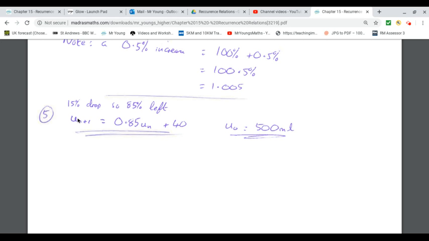So to get the next amount, it'll be 0.85 Un plus 40. So if we wanted U1, it would be 0.85 multiplied by 500, plus 40. So basically the anesthetic's wearing off, and it's getting a 40 milliliter boost each time to work it out.